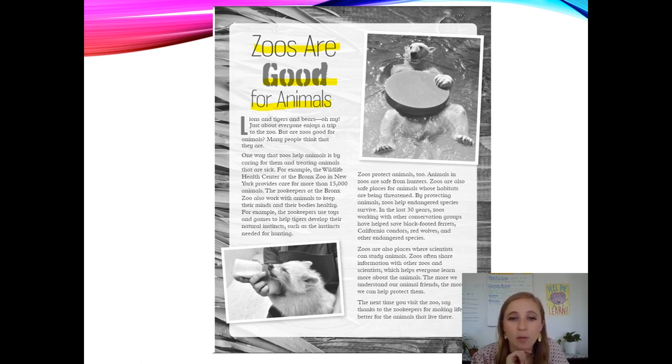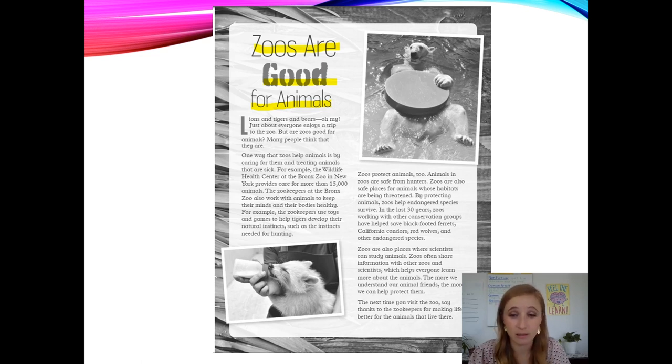One way that zoos help animals is by caring for them and treating animals that are sick. For example, the Wildlife Health Center at the Bronx Zoo in New York provides care for more than 15,000 animals. The zookeepers at the Bronx Zoo also work with animals to keep their minds and bodies healthy. For example, the zookeepers use toys and games to help tigers develop their natural instincts, such as the instincts needed for hunting.